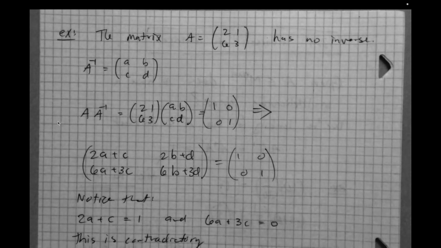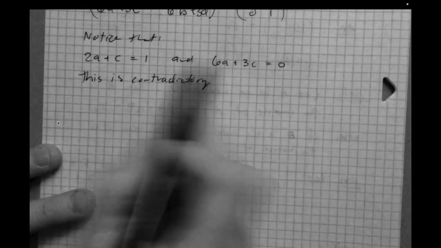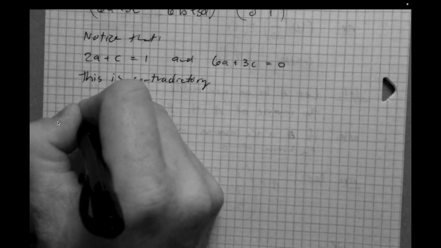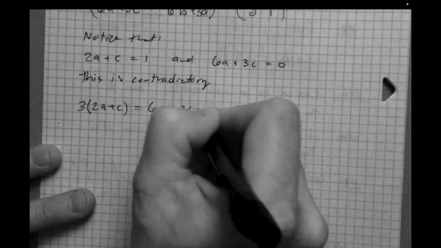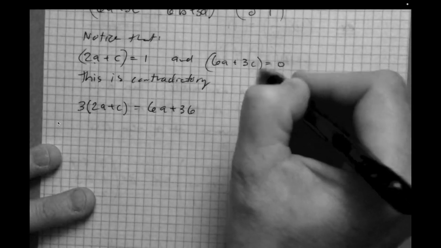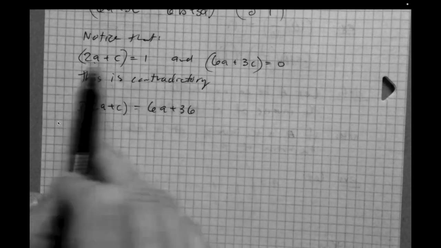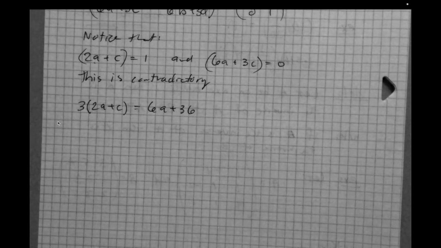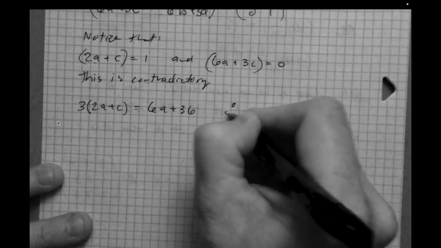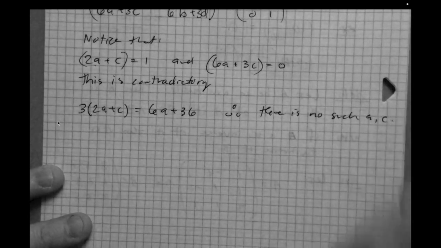Now, do we see why it's contradictory? Can anybody see why? Well, this is a scalar multiple. If I take 3 times 2A plus C, I get 6A plus 3C. This guy here is just 3 times this guy here. So there's no A and C that's going to make this 1 and this 0 simultaneously. We can see it easily because one is a scalar multiple of the other. So therefore, there is no such A and C.